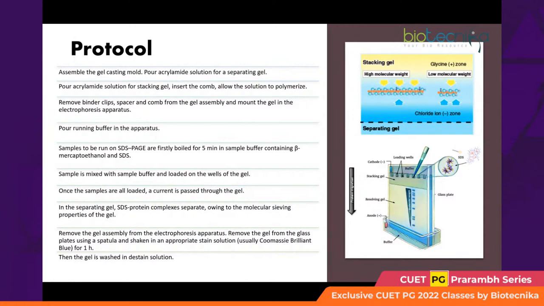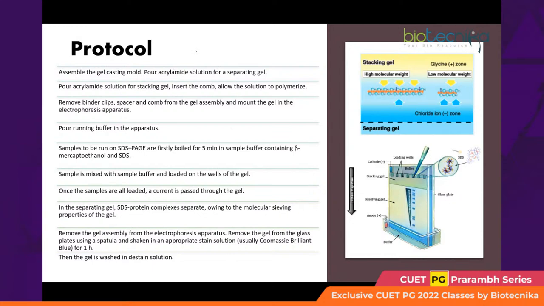Now, let's talk about the protocol. So, assemble the gel casting mold. This is how the gel casting mold will look. It will be two plates, and within the two plates, we will cast the gel. If anybody has performed the SDS page, you will know. So, we will take two glass plates. Basically, we will put the molds, the dams or the bars, on the side, and then within it, we will cast our gel.